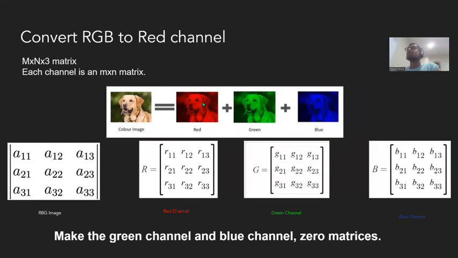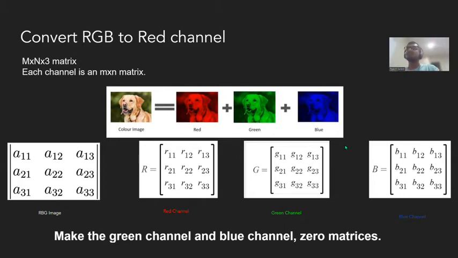Okay, so there are 3 channels, as discussed earlier: the red, green, and blue, and they're in these matrices over here. So our goal is to isolate the red channel from the RGB. The only way to do that is to make the G and B matrices equal to 0. I mean, be 0 matrices.